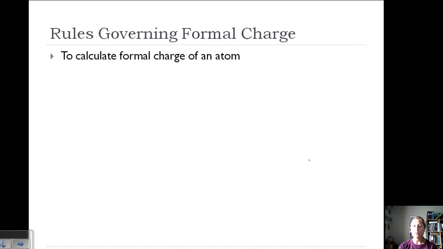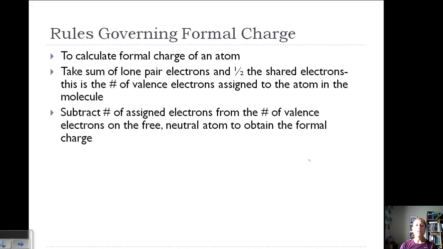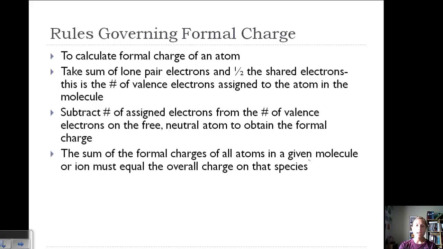Okay, some rules governing formal charge. So to calculate formal charge, like we already talked about, sum of the lone pair electrons plus 1/2 the shared, or just count out the bonds. And that's the number of valence electrons assigned. And then we subtract number of assigned from number of valence electrons in the free neutral atom, and that gives the formal charge.